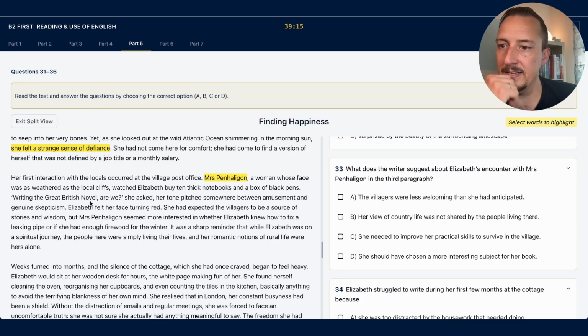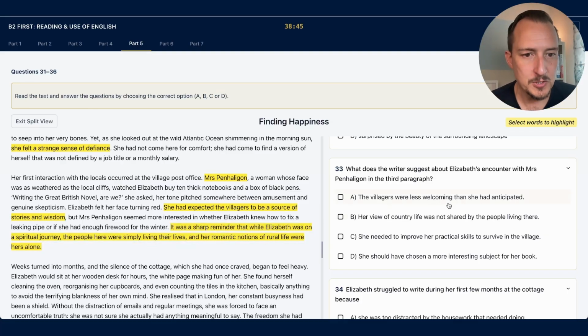Okay, let's quickly read through and see if we can figure this one out. Looking at a woman, his face was. She asked it. Okay, that might be. She felt her face turning red. She had. Just highlight this. Spilling seemed more interested in whether. Okay. It was a sharp reminder that while Elizabeth was on a spiritual journey, the people were simply.